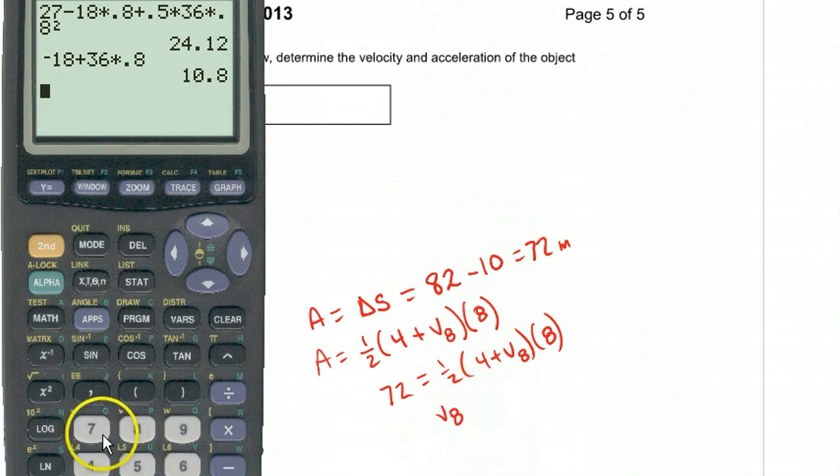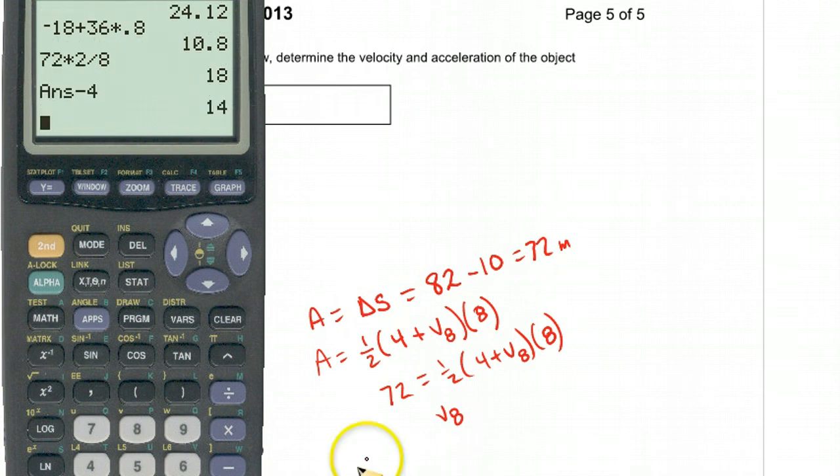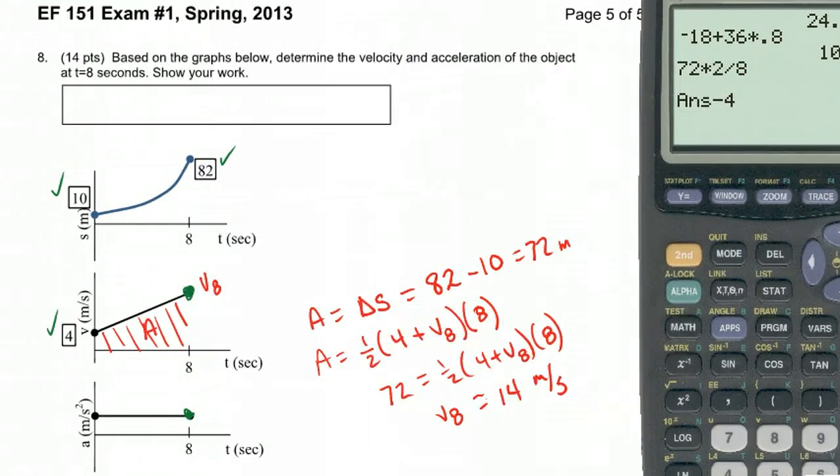Let's see. So we're going to have 72. We're going to multiply both sides by 2. We're going to divide both sides by 8. And we're going to subtract 4 off of that to get our V sub 8. So V sub 8 equals 14 meters per second. That easy. Okay. Halfway there, 14 meters per second.